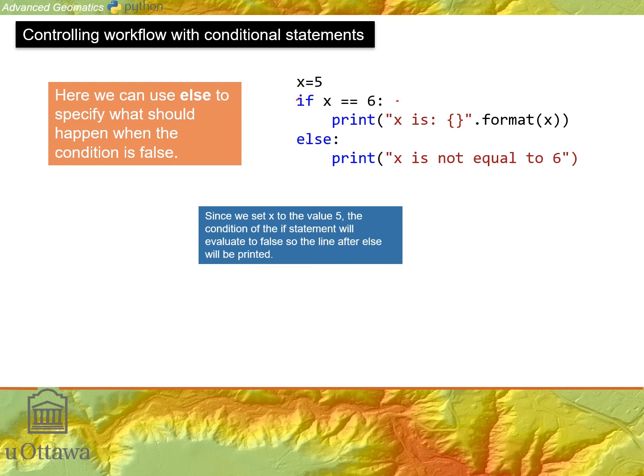The then we don't see. The colon here means then. In some languages, you actually type then. But in Python, you just say if x equals 6, colon, and you read colon as then. Do this. Otherwise, else, then do this.